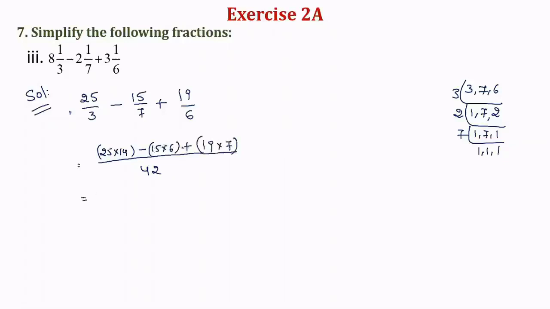So after multiplying here 25 14s, you will get 350 here. Minus 15 6s are 90. Here 19 7s are 133 by 42, which gives, first you add the positive terms, which is 483 minus 90, which gives 393 by 42. So this is the answer for here.